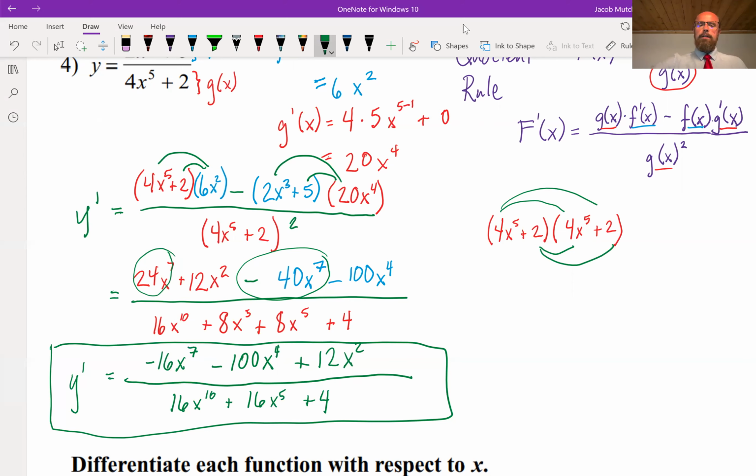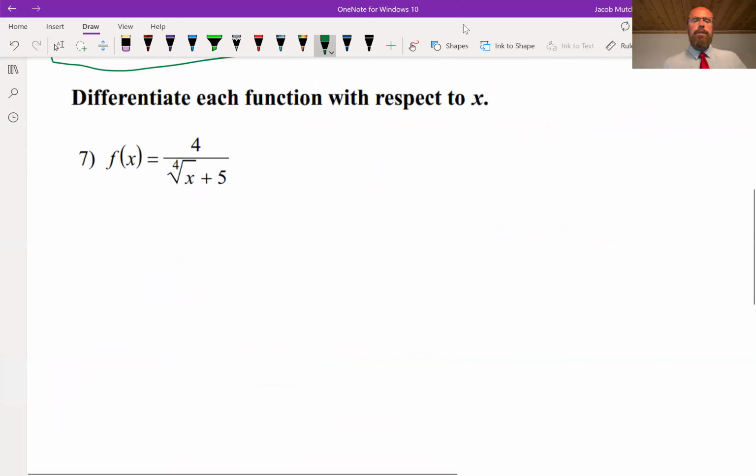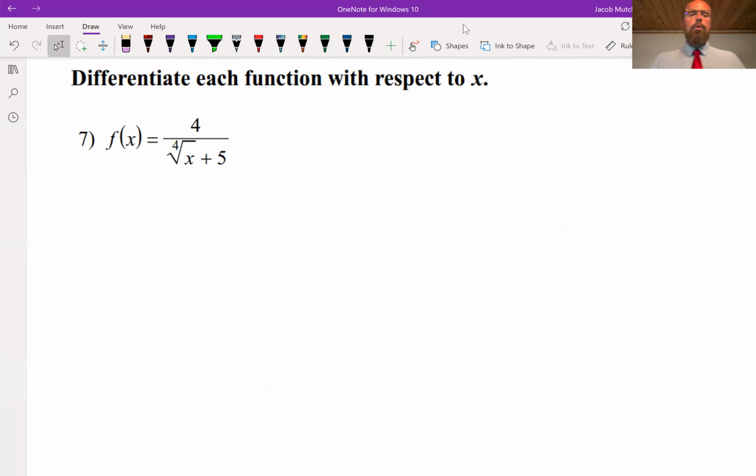Let's take a look at another example that involves a radical. So here I've got f of x equals 4 over the 4th root of x plus 5. So just like we did in a previous example, I want to start off by identifying what's my f of x, what's my g of x. So I see in my numerator I've got 4, so that's f of x. In the denominator I've got the 4th root of x plus 5, so that expression's my g of x.